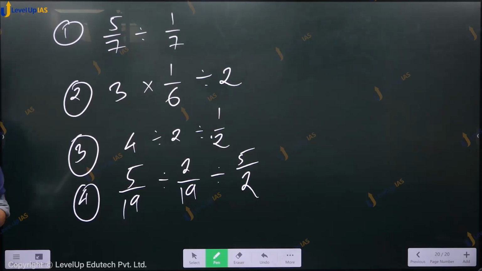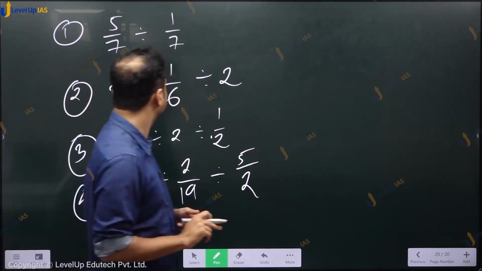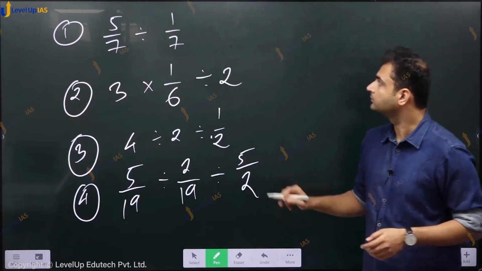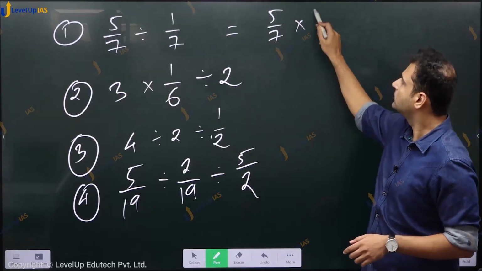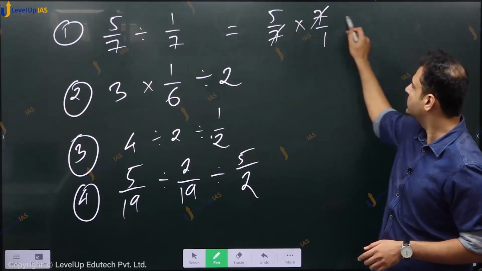हो गया? हो गया? फर्स्ट का क्या है? Nothing but 5 by 7 into 7 by 1. 7 कट जाएगा, आंसर वुड बी 5.